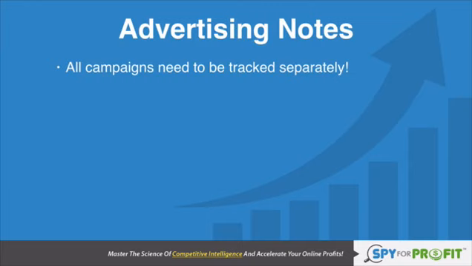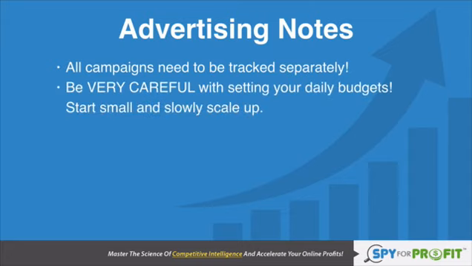So advertising notes. All campaigns need to be tracked separately. I've said this 100 times now. Can't say it enough. Track each campaign separately. So traffic that came from this certain campaign on Facebook that was promoted this certain way with this certain ad to this group of people, what are those results? How much money did it produce? How much did we pay for the clicks? Did we make money or not?